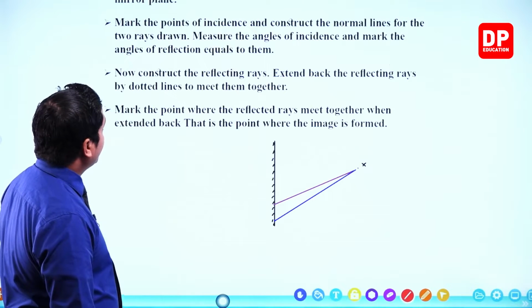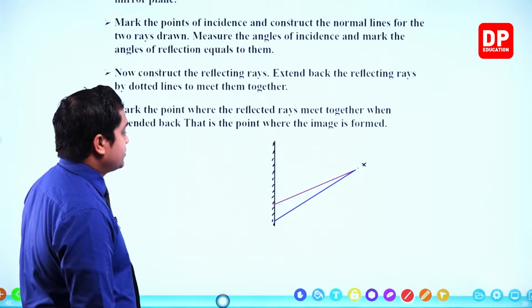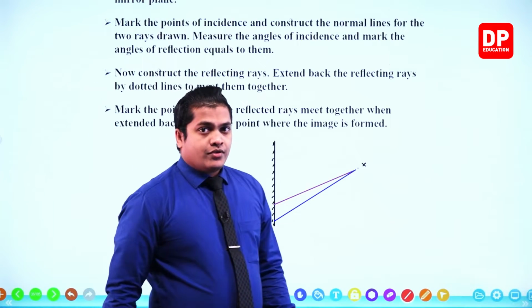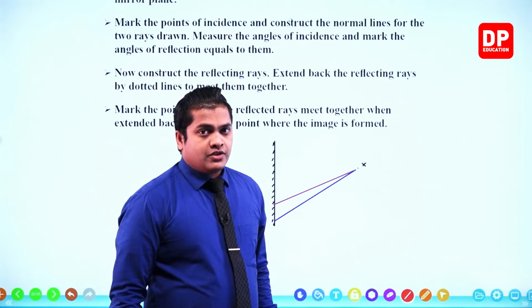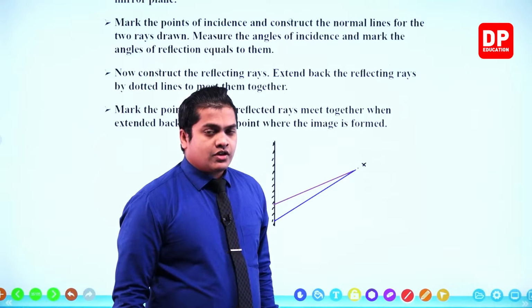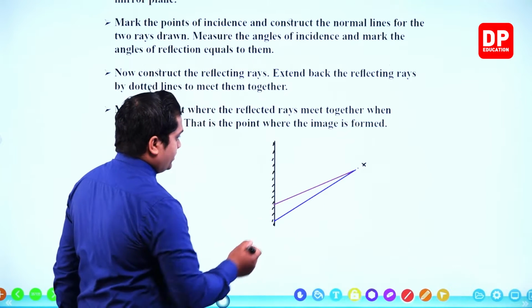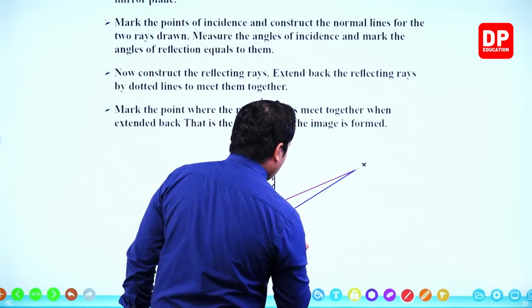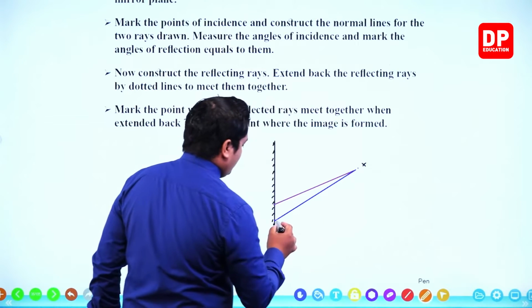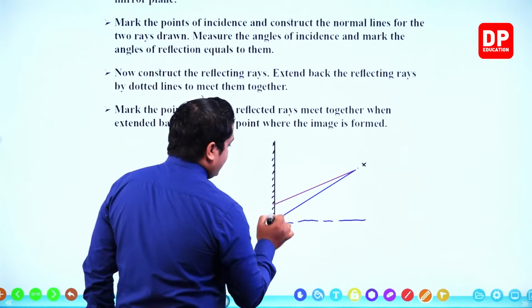Then what do you have to do? Mark the points of incidence and construct the normal lines. You know that you draw the normal lines by drawing a perpendicular, so you can draw it by using the set square. Or else you can even use the protractor as well, but using a set square is more convenient. So by using a set square, you can draw the perpendicular. Let's imagine that the perpendicular is like this. I'm going to use my pen now. This is just an illustration. So this is the normal line.